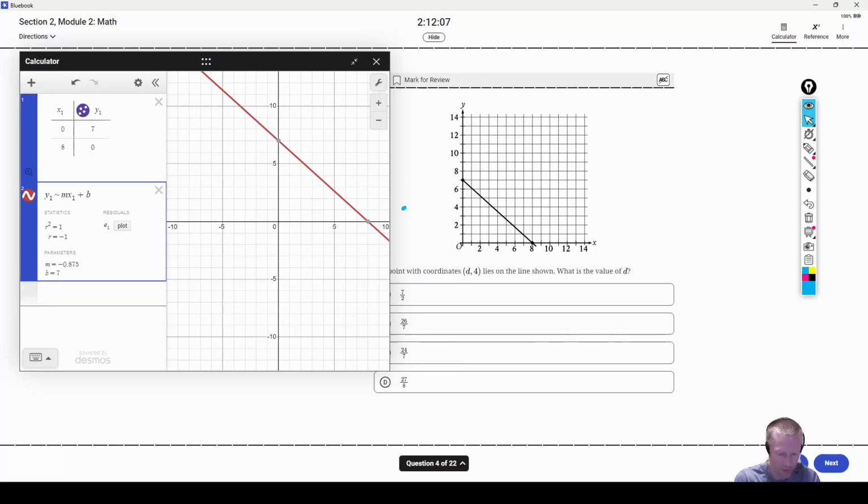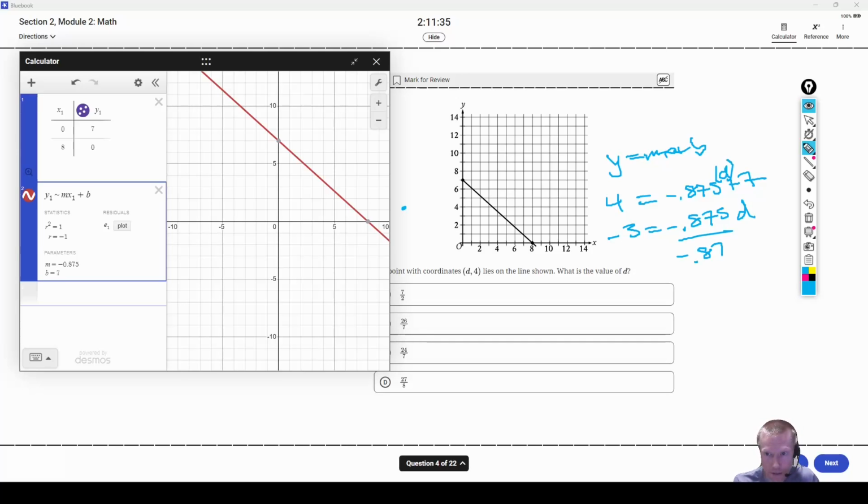Now, from this point, there's two ways you could do this. The longer way would be to technically take the equation of the line, y equals mx plus b, plug in the m value, negative 0.875, and plug in the b value. For x, that's technically d, the variable we're trying to find. And for y, you would just plug in 4. So you would get negative 3 equals negative 0.875d, and then divide by that.